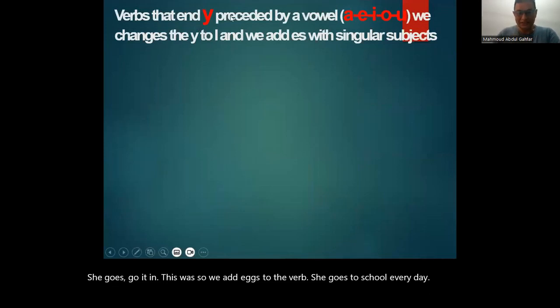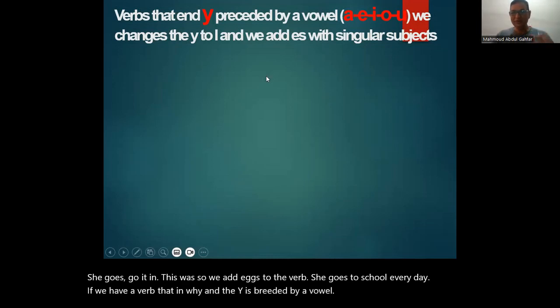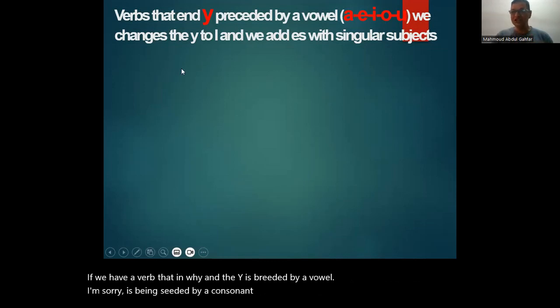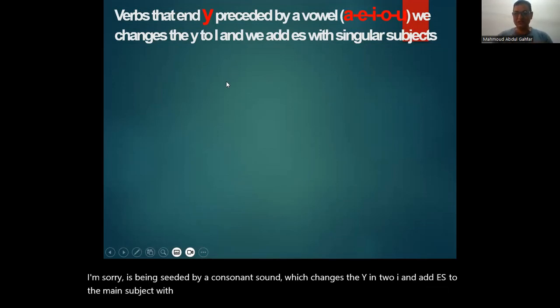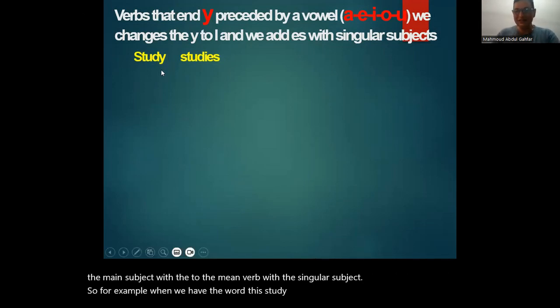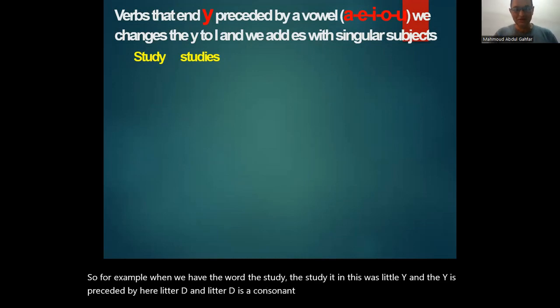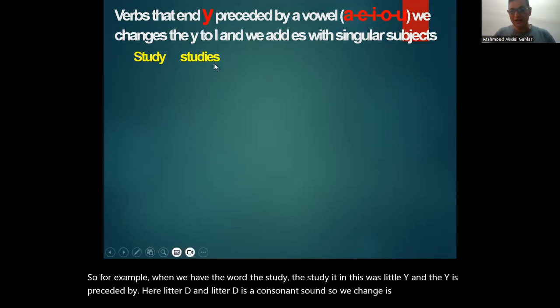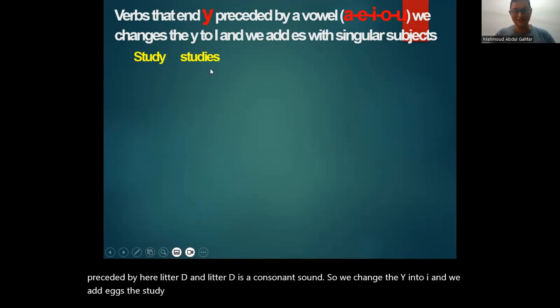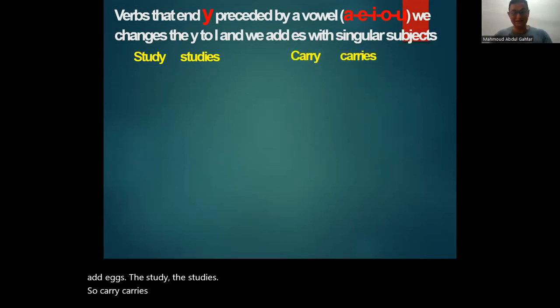If we have a verb that ends in Y, and the Y is preceded by a consonant sound, we change the Y into I and add es to the main verb with the singular subject. So for example, when we have the word study, it ends with letter Y, and the Y is preceded by the letter D, and D is a consonant sound. So we change the Y into I and we add es. Study, studies. So carry, carries, he carries.